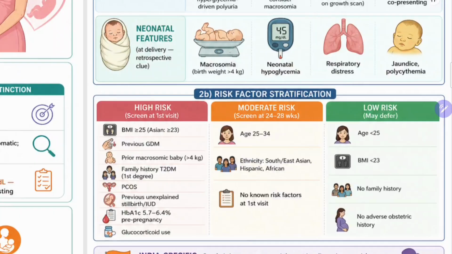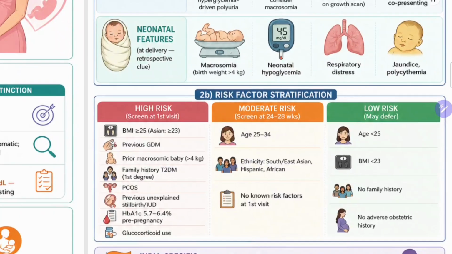So how do you screen for this gestational diabetes mellitus? You screen by seeing the risk factors in the lady. Okay. So risk factors, we classify them as low risk, moderate risk, and high risk. So for high risk ladies, we should screen at first visit. For moderate risk, we should screen at 24 to 28 weeks. For low risk, we may defer, we may omit. Okay. If you don't screen, then it is okay. So we should remember these things, these 2.